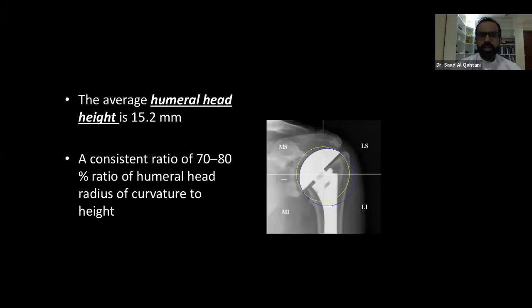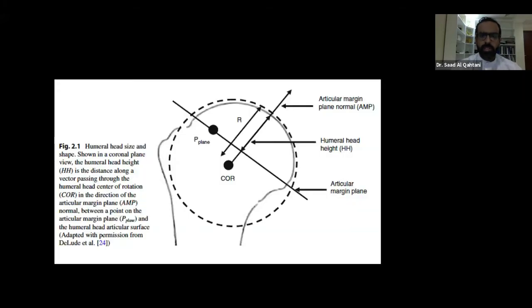The average humeral head height is about 15. And as I said, there is always a constant ratio between the humeral head radius of curvature and the height, which is about 70 to 80%. As you can see in this diagram, which also shows the center of rotation of the proximal humerus.